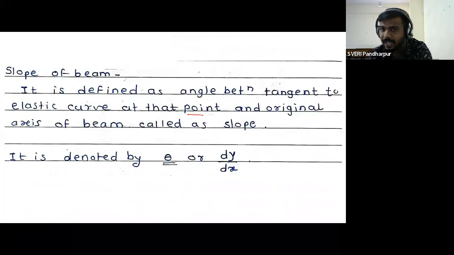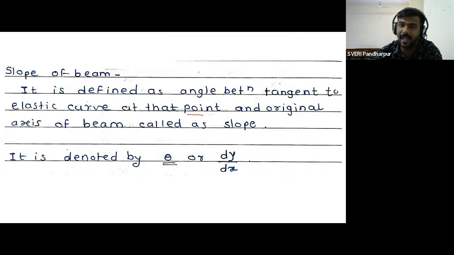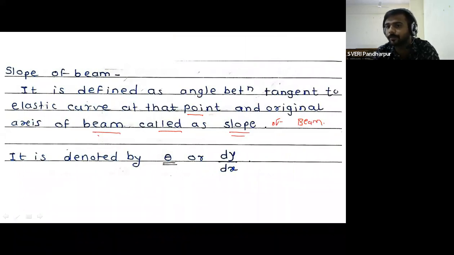So here is the definition I have written. It is defined as the angle between the tangent to the elastic curve at that point and the original axis of the beam, is called the slope of the beam. Write down this definition. It is indicated by theta, or it is also indicated by dy by dx.